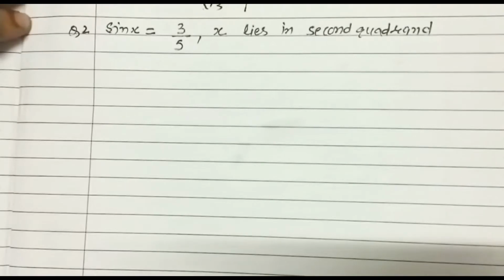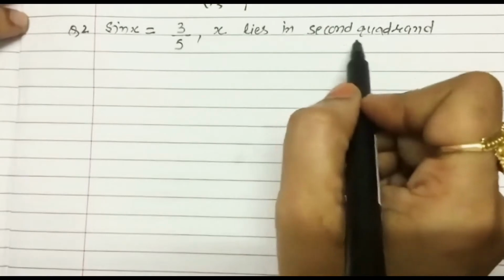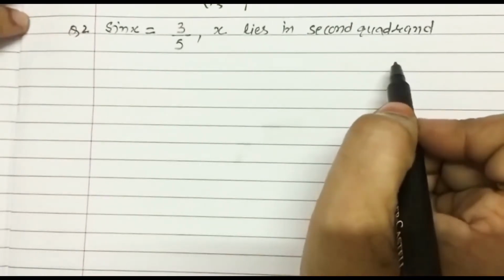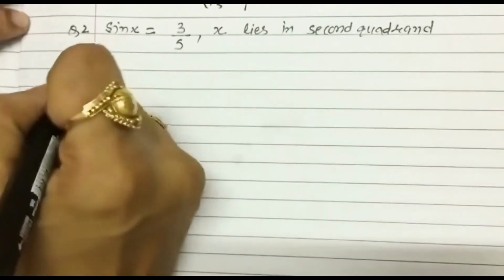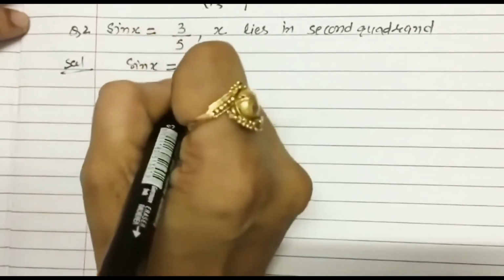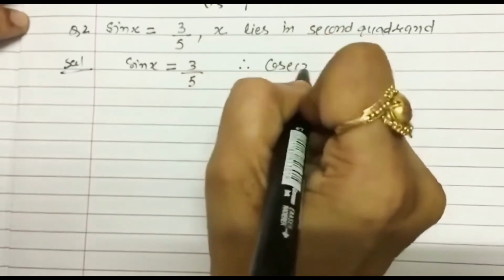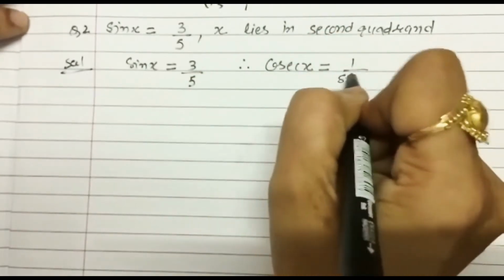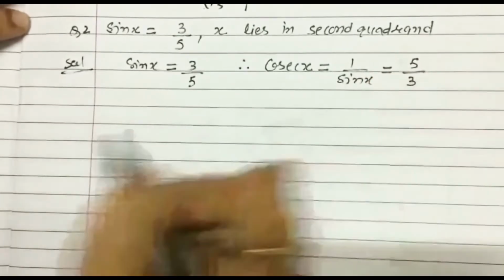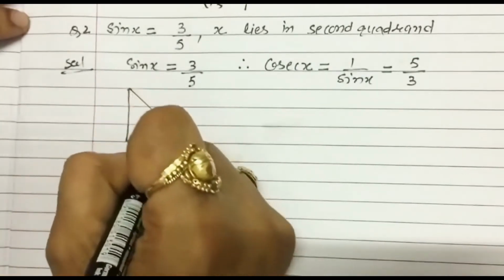Question number 2. Here sin x is given as 3 by 5. x lies in the second quadrant, and we have to find the other 5 trigonometric functions. So first of all, given that sin x is 3 by 5, we can find cosec x. It is 1 by sin x, so it is 5 by 3. Clear? And now apply the triangle method.